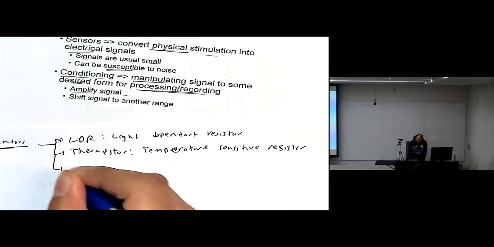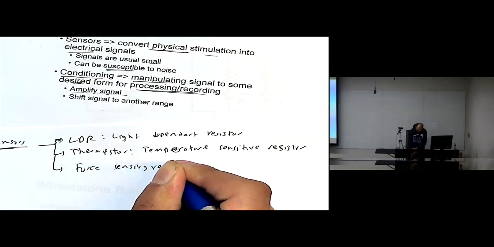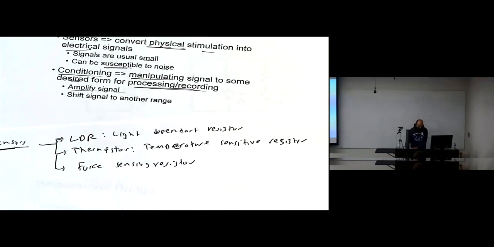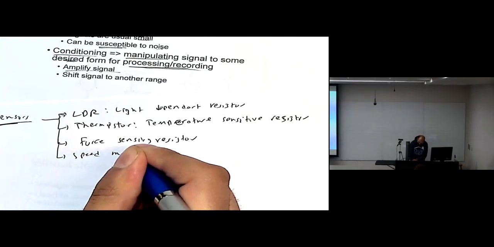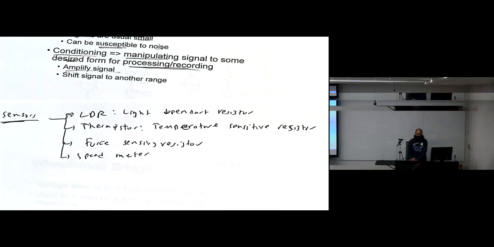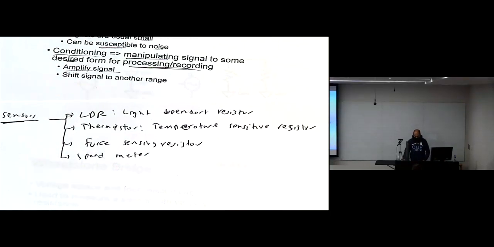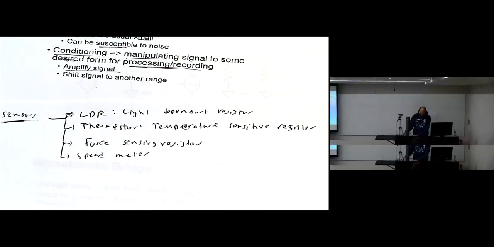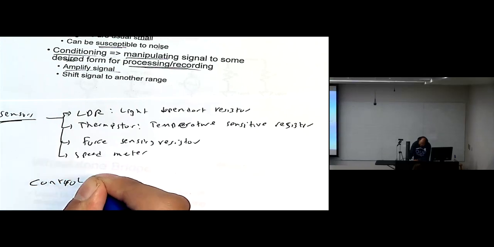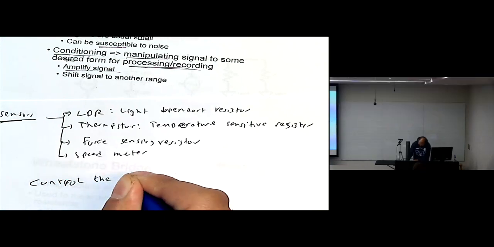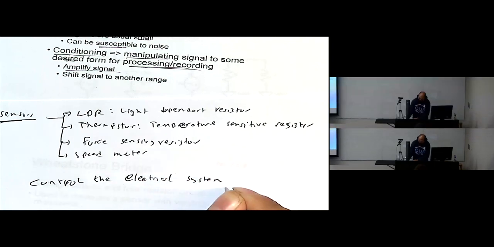And we have also force sensing resistor. And we have speed meter. Speed meter also, I'm converting the speed to a signal. So why are we using these sensors? Because we want to control the system, or the electrical system.